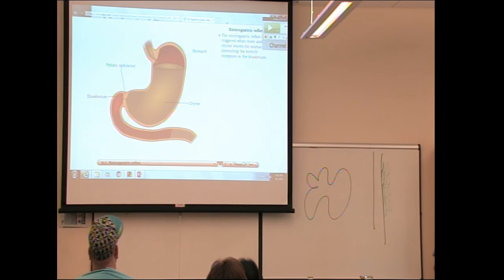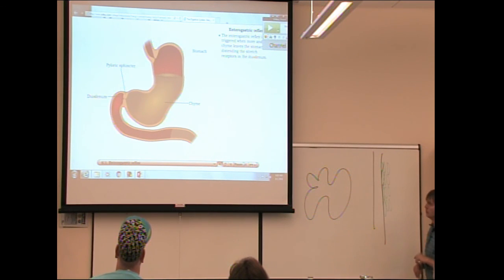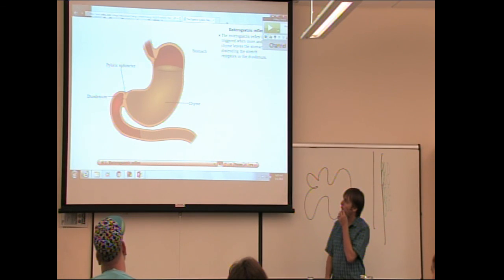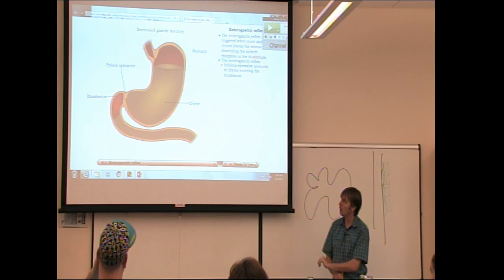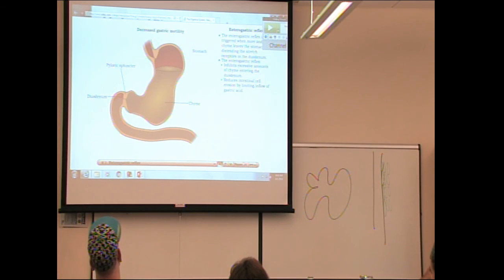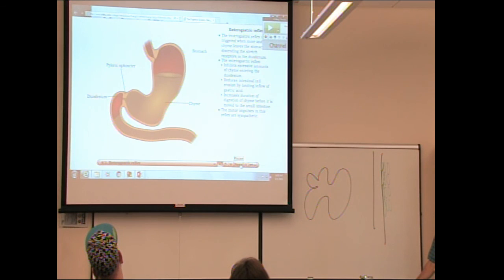So about this one. As more and more chyme leaves the stomach, distension of stretch receptors in the duodenum triggers the enterogastric reflex. The enterogastric reflex has many functions. It inhibits excessive amounts of chyme from entering the duodenum. It reduces intestinal cell erosion by limiting inflow of gastric acid, and it increases the duration of the digestion of chyme. This occurs in preparation for the movement of chyme into the small intestine. The motor impulses in the enterogastric reflex are sympathetic.